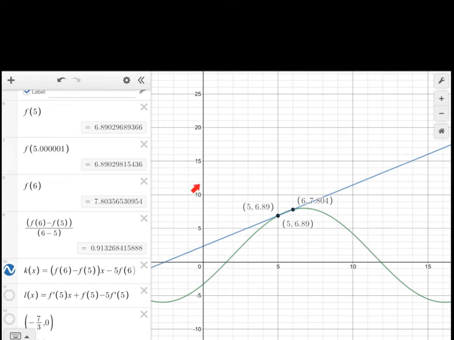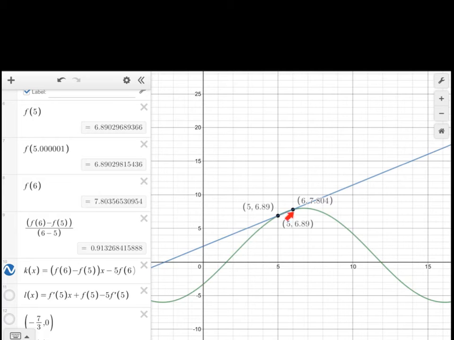Right? F of 5 is 6.89 approximately. F of 6 is 7.804 approximately. And delta y over delta x will give you the slope of this blue line right here. Right? And it's also the average rate of change of this sine curve from 5 to 6.